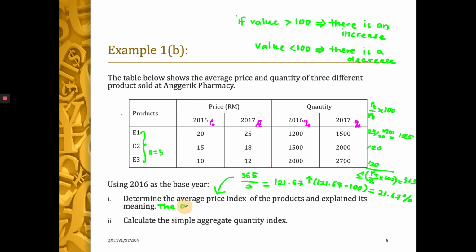The average price of 3 products increased by 21.67% from 2016 to 2017.